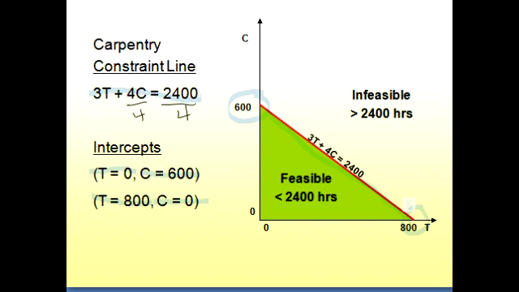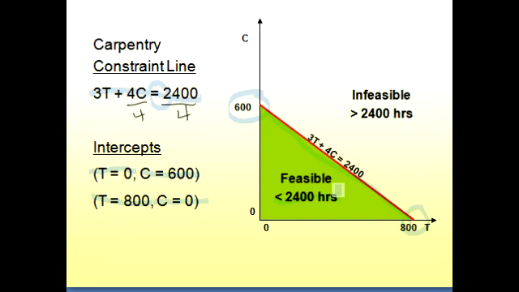and the feasible region, since this is the carpenter constraint, well, let me point out one thing. Notice when he solves this equation, he's using the equal symbol, but the actual constraint said less than or equal to. Since it's a less than or equal to constraint, the feasible region is in the green area here, since it's less than 2,400 hours, okay? So that's our feasible region.